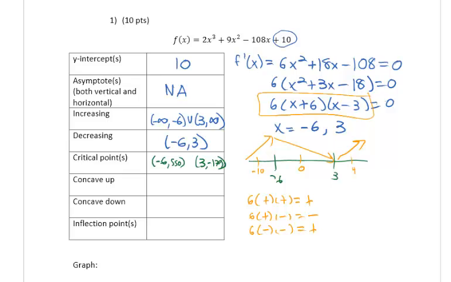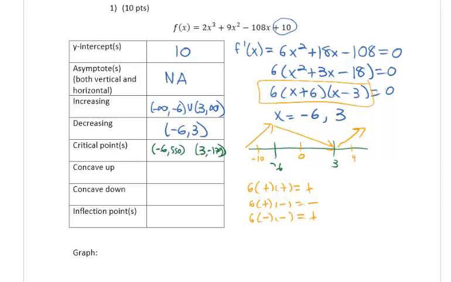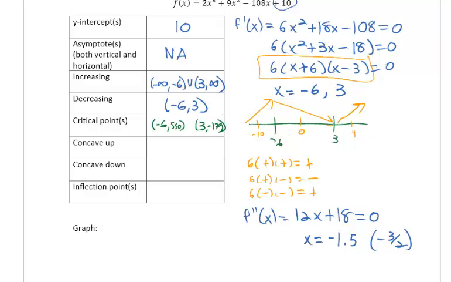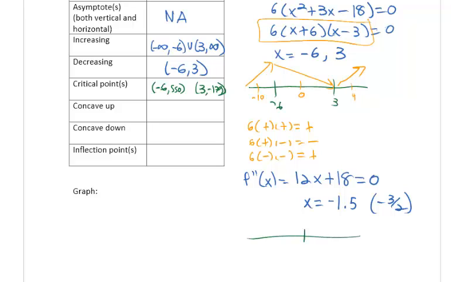To figure out the concavity, we take the second derivative. The second derivative, f prime prime of x, going back to that first line, is going to be 12x plus 18 equals 0 to find the concavity. And when I solve that, we get x is equal to negative 1.5, or some of you said negative 3/2. That works great as well. And so again, we'll make a number line with negative 1.5 on it.